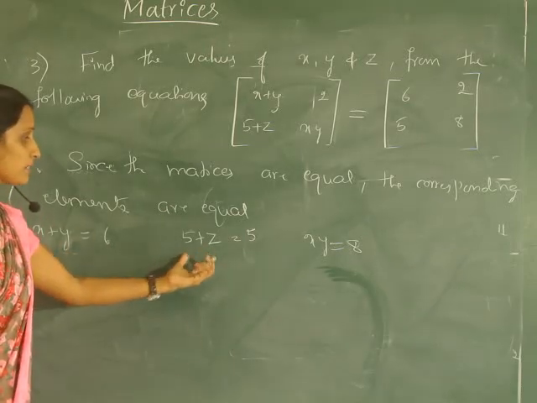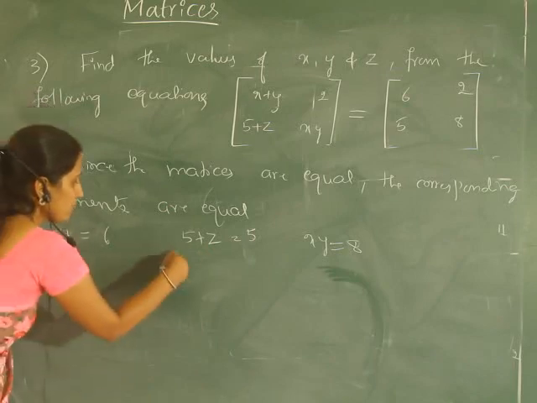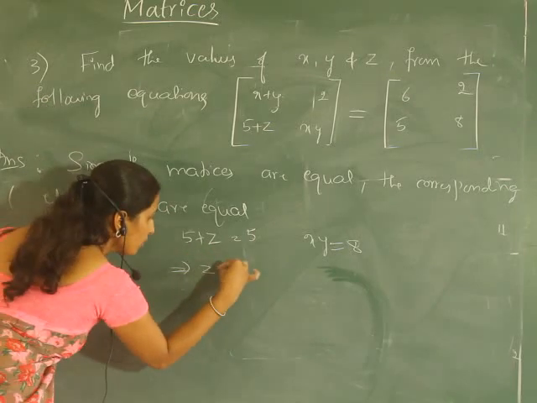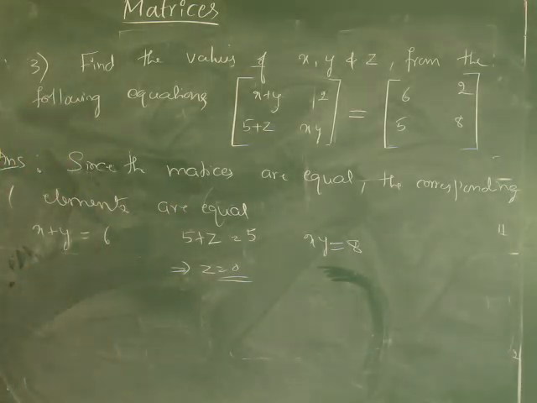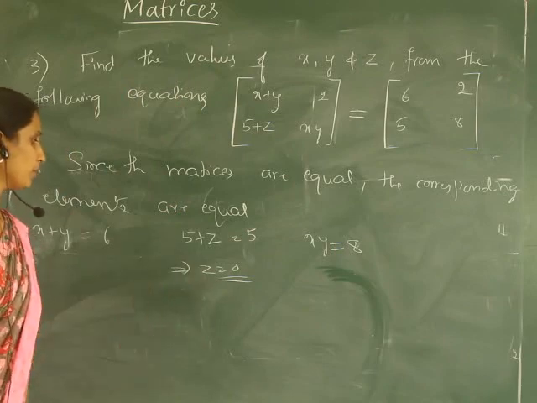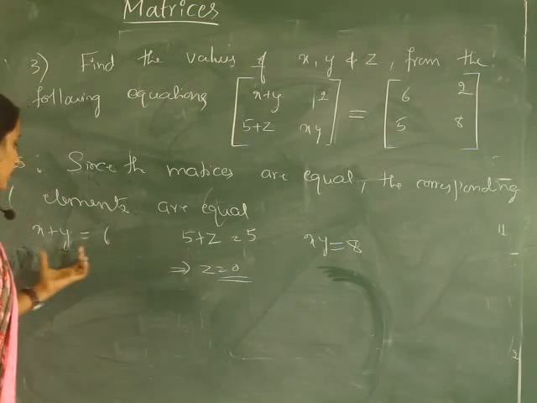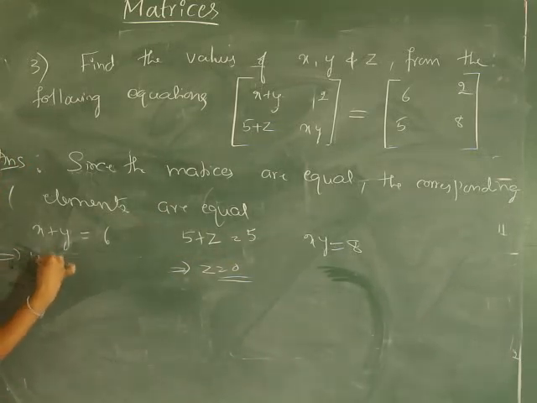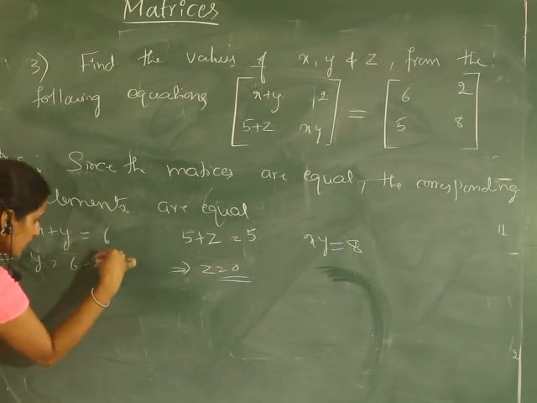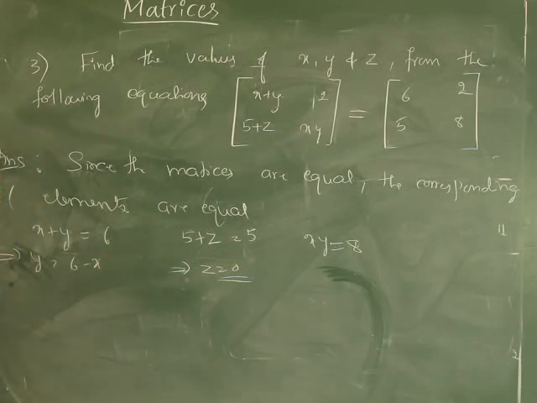5 plus z is 5, so this implies z is equal to 0. Z is equal to 0. Next, since z is 0, we want the value of x and y. From this equation we cannot calculate x and y directly, so I'll write y is equal to 6 minus x.